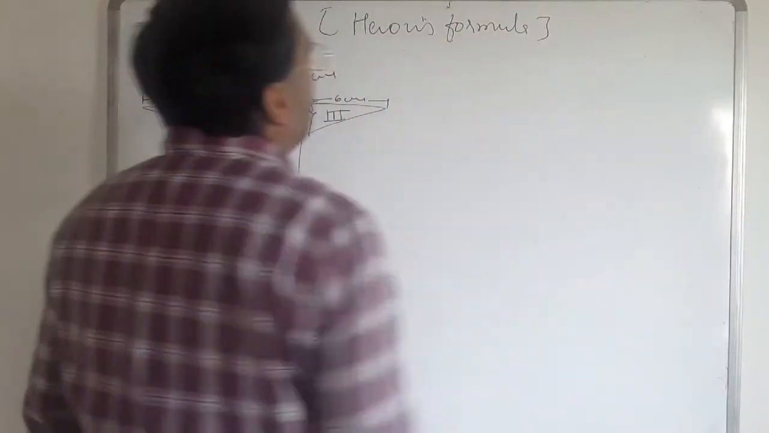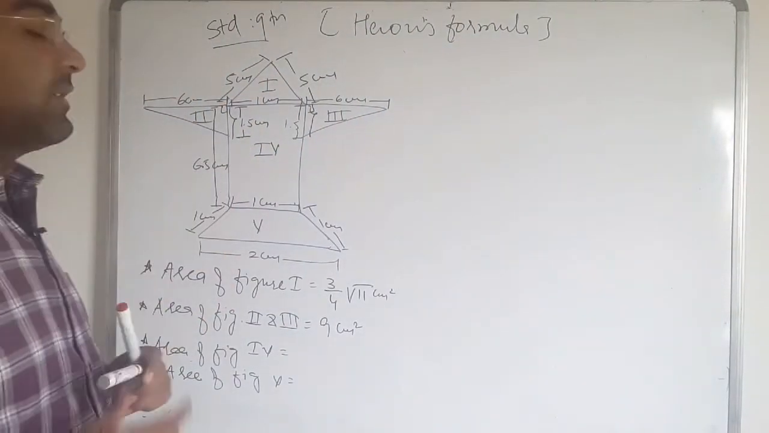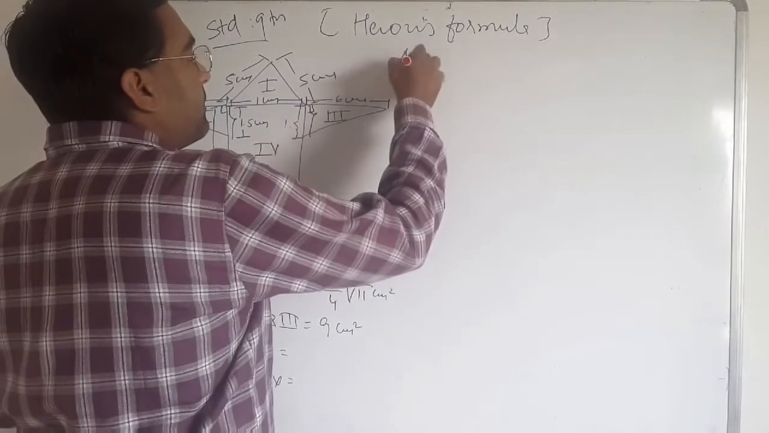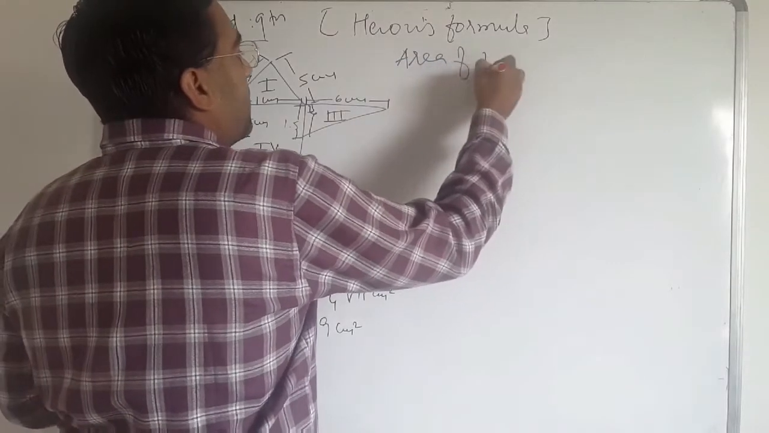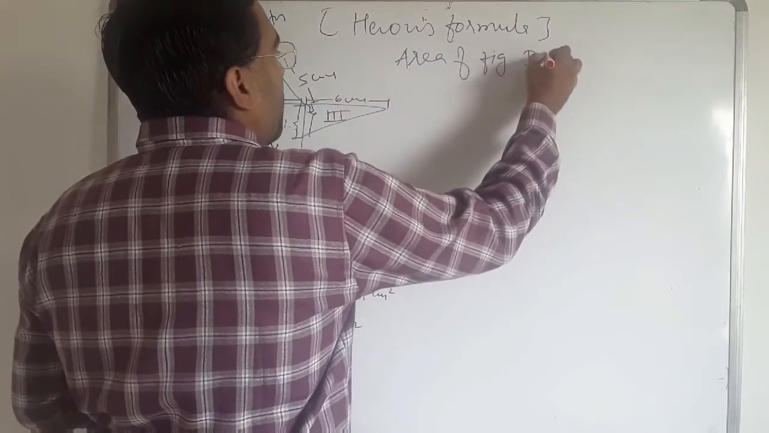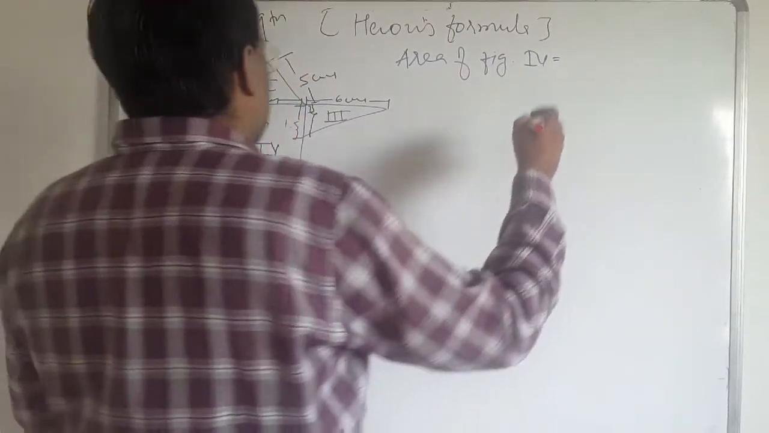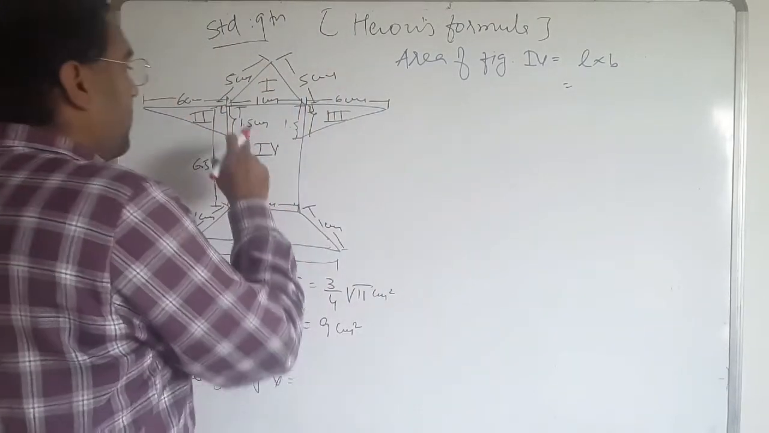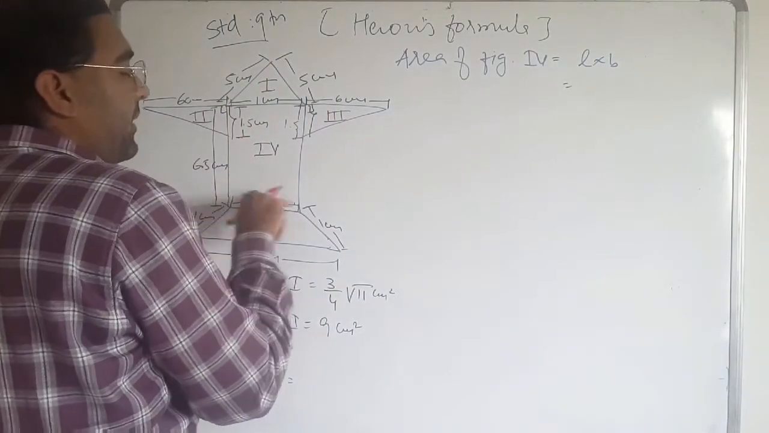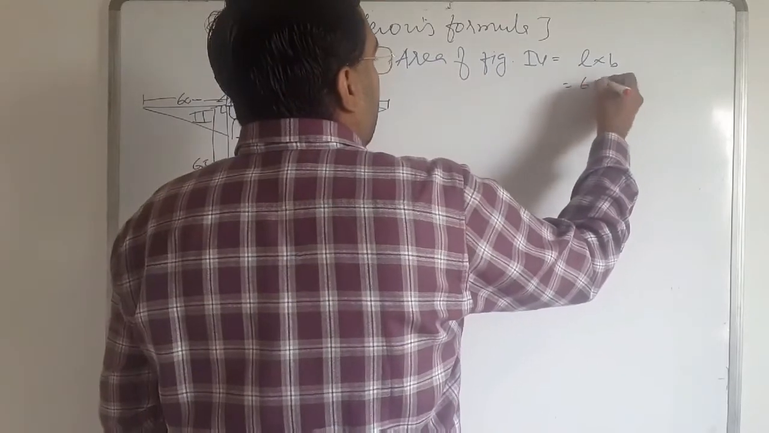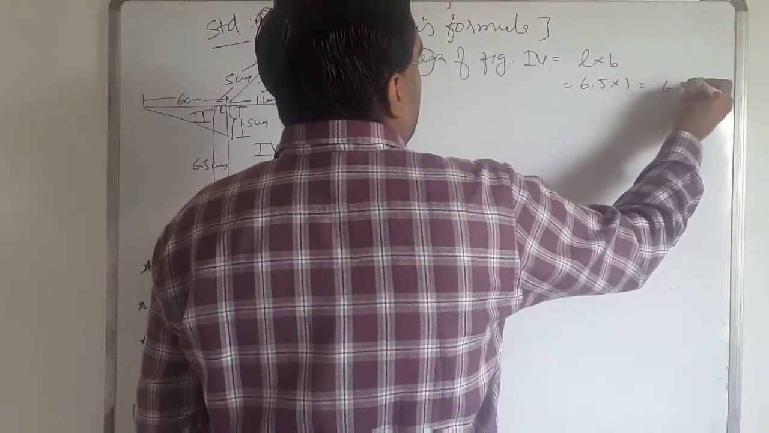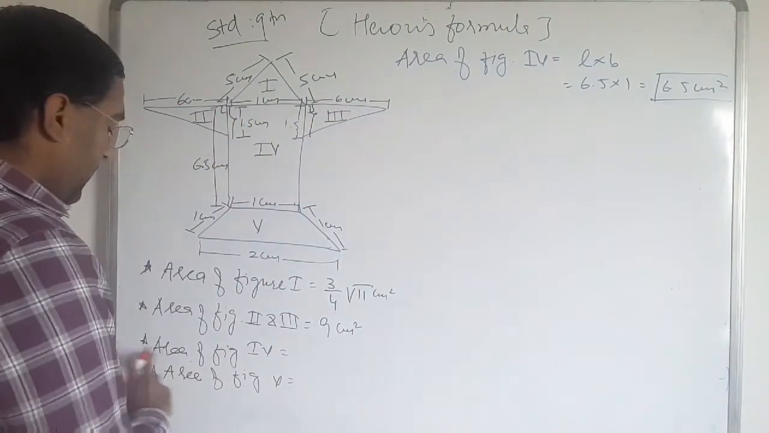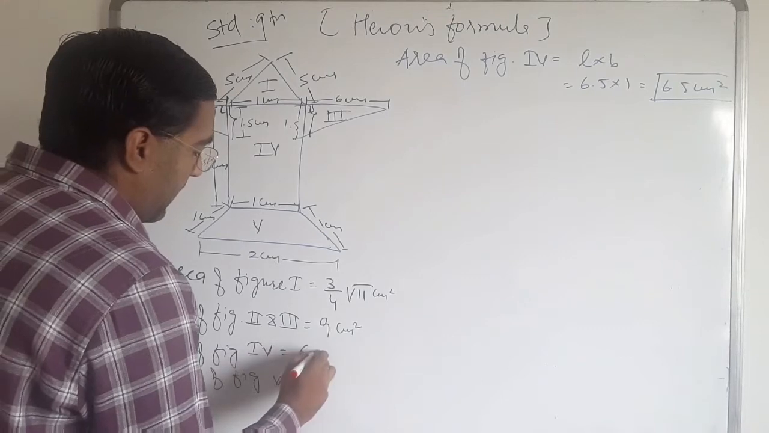The 4th figure is a rectangular shape. So for the area of figure 4th, it is a rectangle, so we have to multiply L into B. Length of the rectangle is given as 6.5 and breadth is 1. So 6.5 into 1, that is 6.5 centimeter square. Clear? For the area of figure 4, there is 6.5 centimeter square.